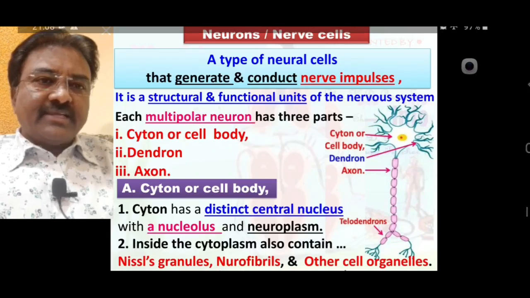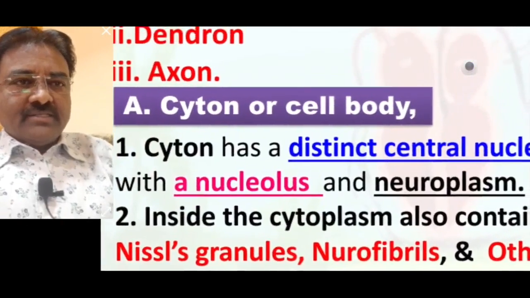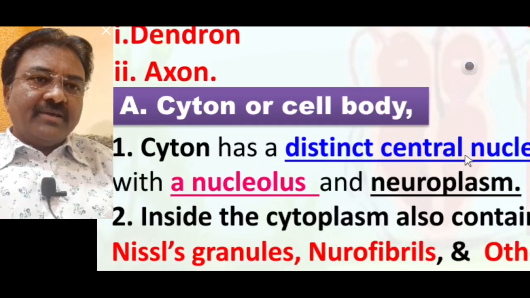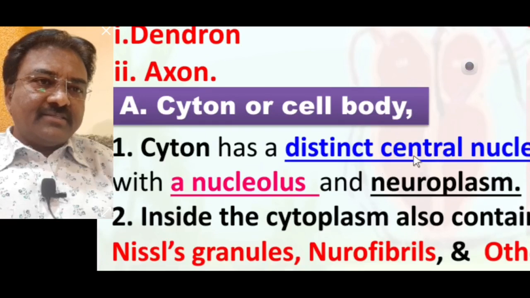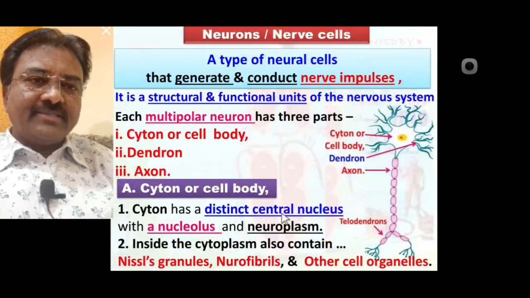Second point, inside the cytoplasm also contain Nissl's granules, neurofibrils, and other cell organelles. Means cyton or cytoplasm of neuron contains a prominent distinct nucleus. Inside the nucleus, nucleoplasm. In the nucleoplasm, seen nucleolus. Inside the cytoplasm also contain Nissl's granules, neurofibrils, also other cell organelles. Always remember cyton content.